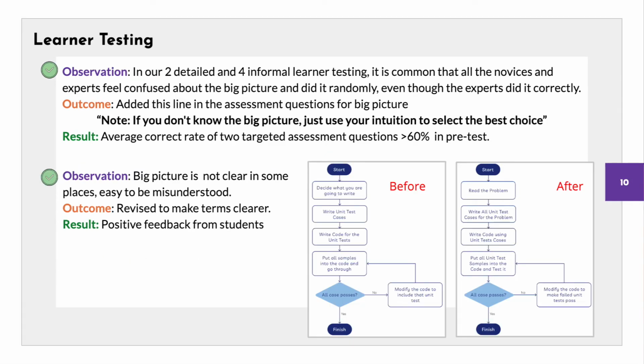The most interesting thing we observed is that in the beginning of the pre-quiz, all users felt confused about the big picture. But all experts did it correctly based on their intuition. Novices just did it randomly. And when experts saw the big picture, they agreed, saying that they have a similar picture of TDD in their mind. At the beginning, the words in our big picture were not that explicit. So we revised the words in the big picture based on the feedback, and we got positive feedback from students.